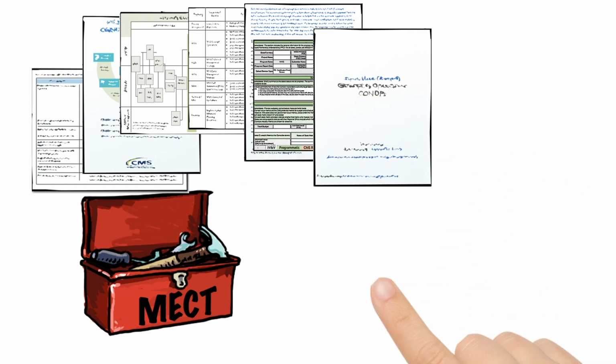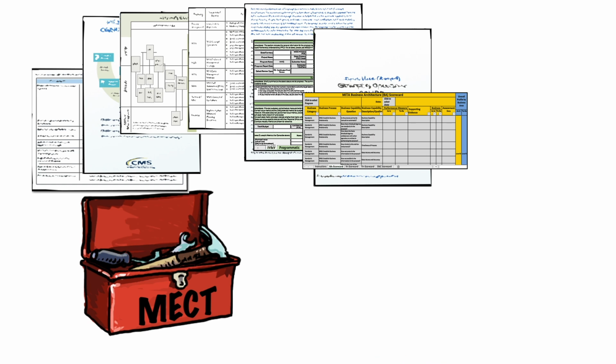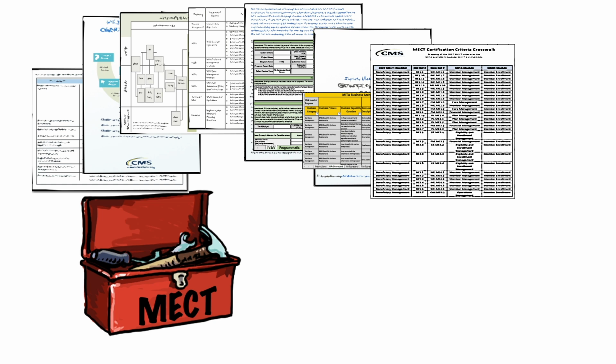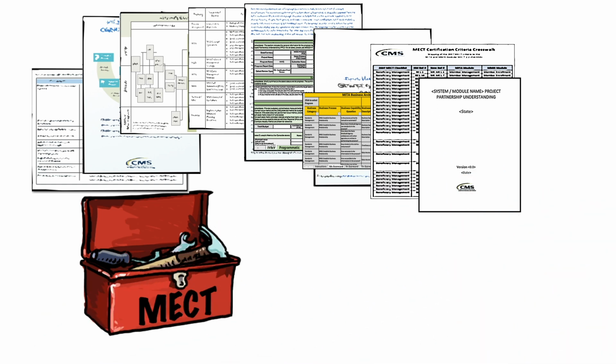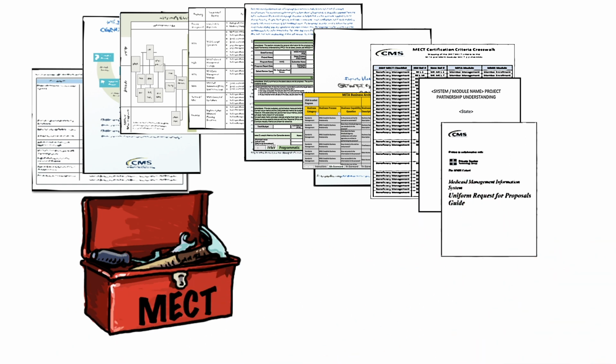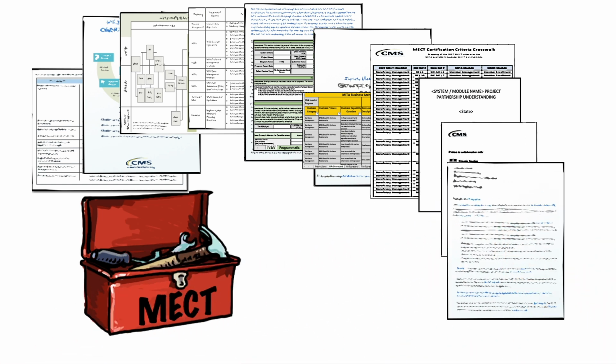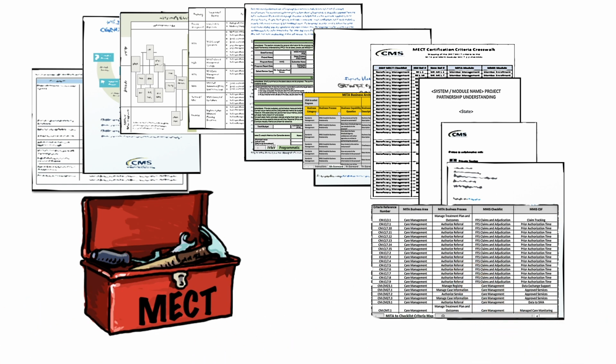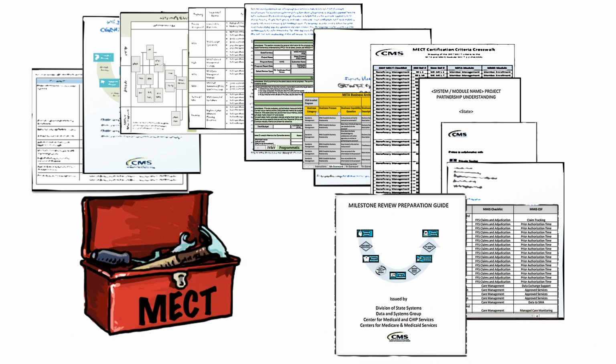a Concept of Operations template for the state to use if it wishes, as well as a MIDAS self-assessment tool that the state can use if it chooses, a table showing how the old 2007 criteria map to the new checklist, a Project Partnership Understanding template, Uniform RFP Guide, a Certification Request Letter template, a map of MITA business areas to certification checklist criteria, and a guide to help states prepare for a milestone review. The certification checklist set is also posted with the toolkit.